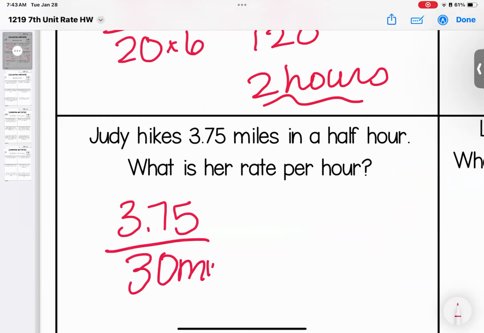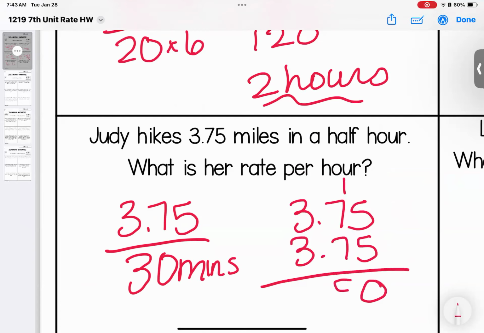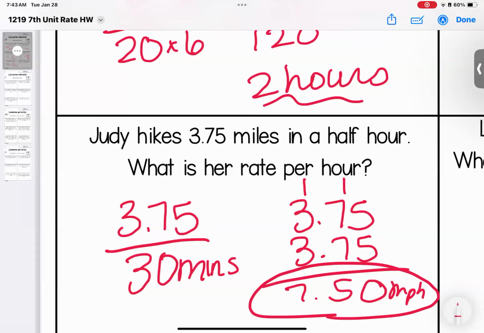All right, Judy hikes 3.75 miles in a half hour. What is her rate per hour? We would need to double this. It's 15 is 367. So she's going to do 7.5 miles per hour.